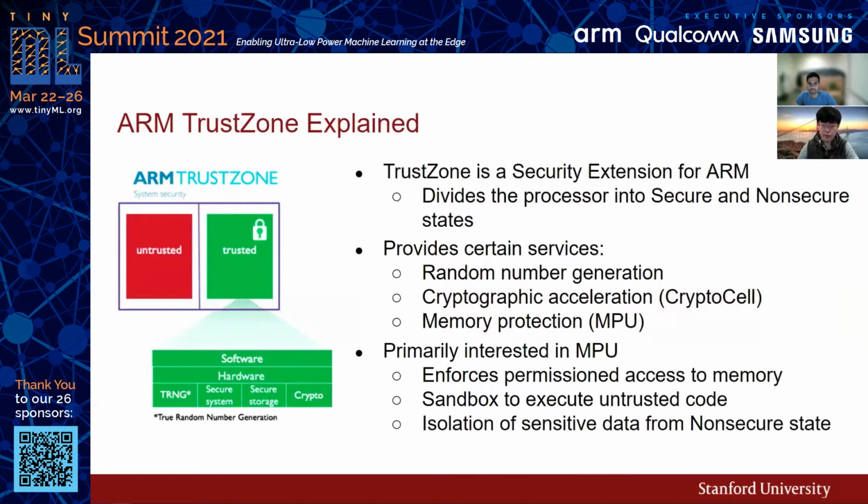To provide a quick primer on TrustZone, it's a security extension for Arm that divides the processor into secure and non-secure states. It provides certain services such as random number generation, cryptographic acceleration via the CryptoCell IP, and memory protection by its MPU. And in our case, we are primarily interested in the MPU. This is what enforces permission access to memory, which in turn enables us to create a sandbox for execution of untrusted code. In addition to instruction isolation, the MPU also isolates sensitive data from the non-secure state.